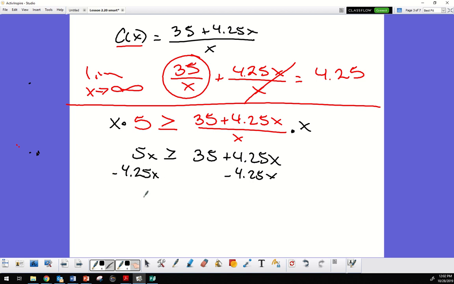So it's going to be 0.75 is equal to 35. 0.75x, sorry. Now, is x by itself? No. What are you going to do now to get x? Divide both sides by 0.75. So everyone in your calculator is going to do this for me.